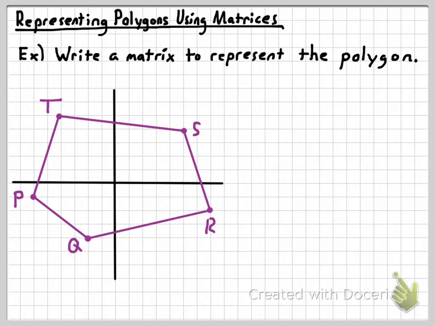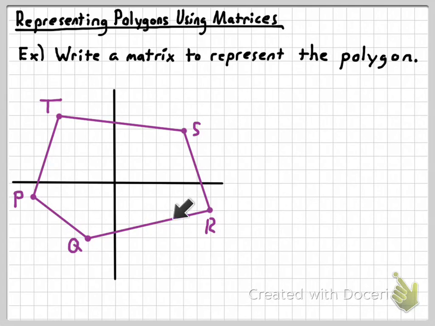Whenever you're representing a polygon with a matrix, what you're always going to do is have a matrix that has 2 rows, 1 row for x coordinates and 1 row for all the y coordinates, and then you'll have as many columns as you have points on the polygon.